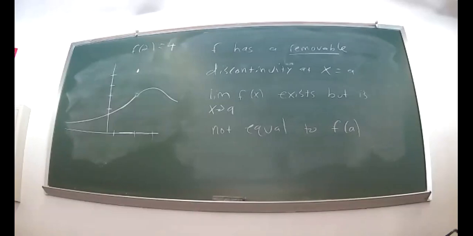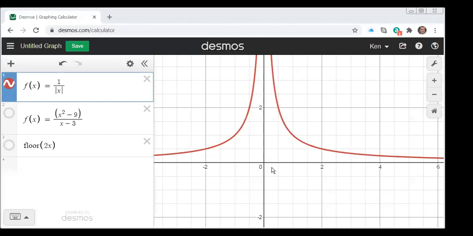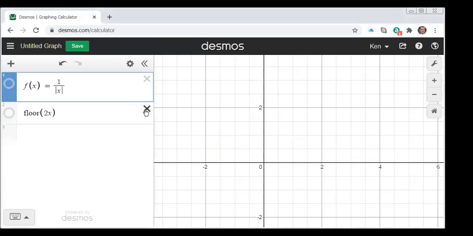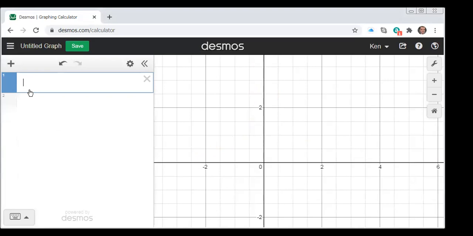Okay, so those are 3 types of discontinuities. But that's not to say that all discontinuities are of those 3 types. There are other kinds of discontinuities that don't have a classification. And so let me show you an example of a discontinuity that is neither removable nor infinite, nor a jump discontinuity. So let's look at the classic example of this.